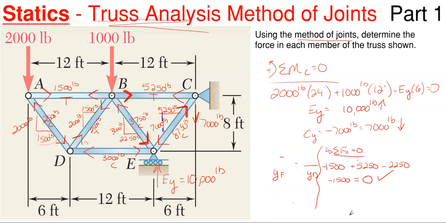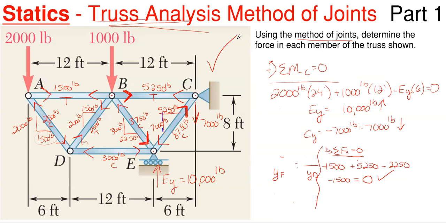Well, what about the vertical direction? Well, the vertical direction, I have the 3000 going upward, 2000 going downward at B, and then the 1000 pounds going downward. So the 2000 downward plus the 1000 downward will cancel with the 3000 going upward. So this truss is good. We solved everything correctly because our final joint is in equilibrium. If your final joint is not in equilibrium, you did something wrong somewhere.